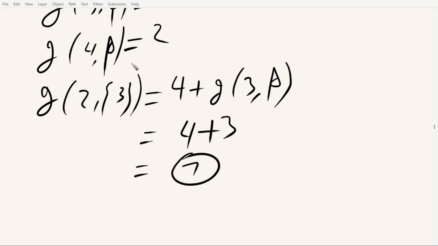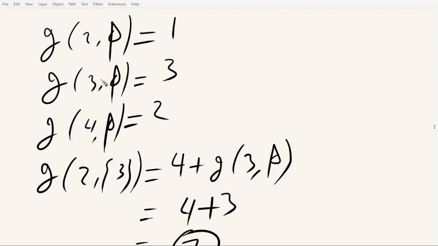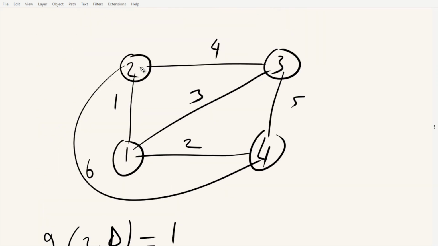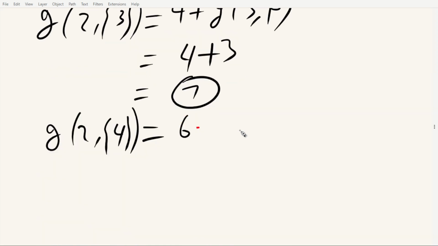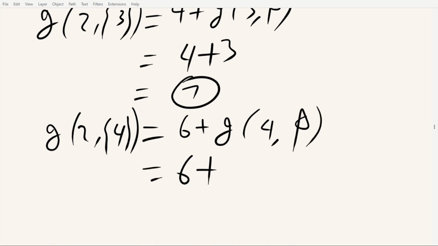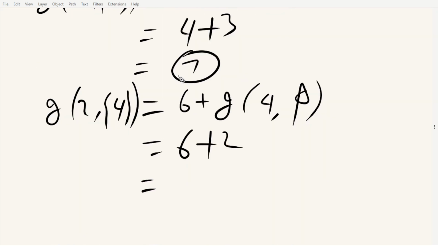Same way we compute G2,{4}. G2,{4} is 2 to 4 distance. 2 to 4 distance is 6. We move to 4. Remaining set is phi. G4 phi is 2. We get the value 8.